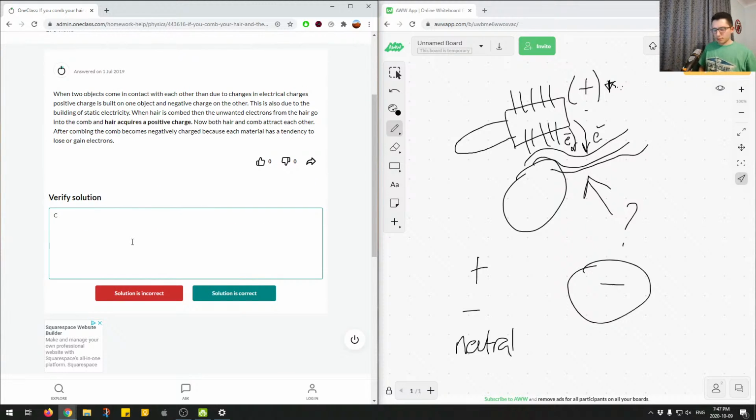So correct thought process, incorrect answer, mixed up hair and comb. It should be the opposite. The comb becomes positively charged. Therefore, your hair will become negatively charged.